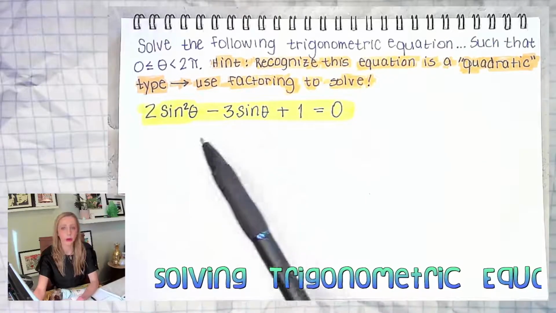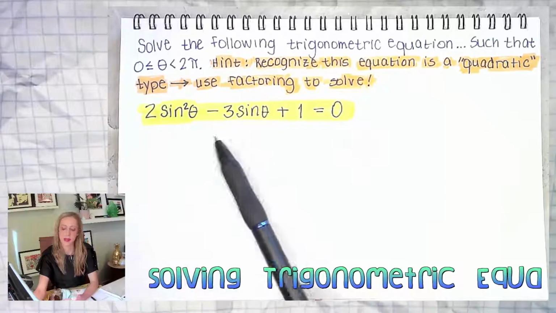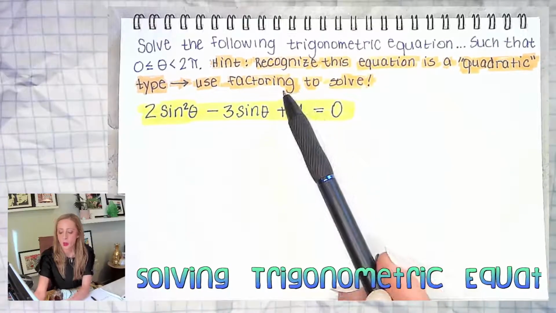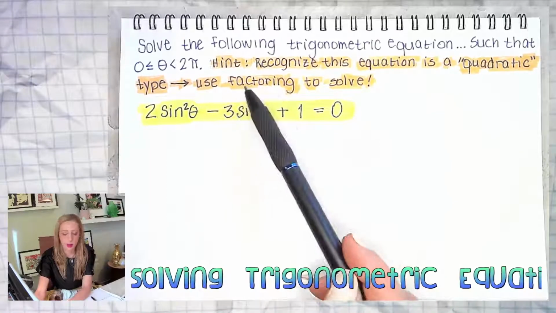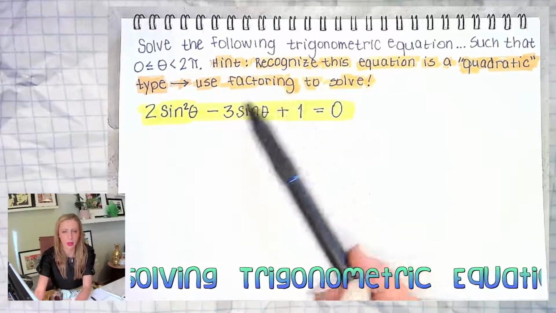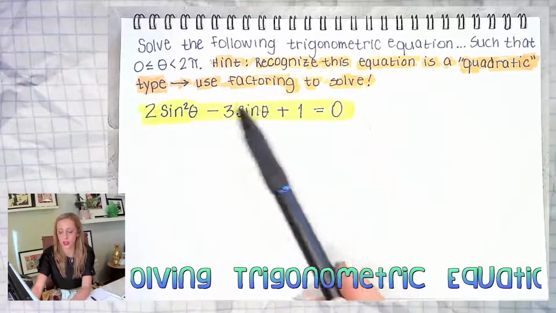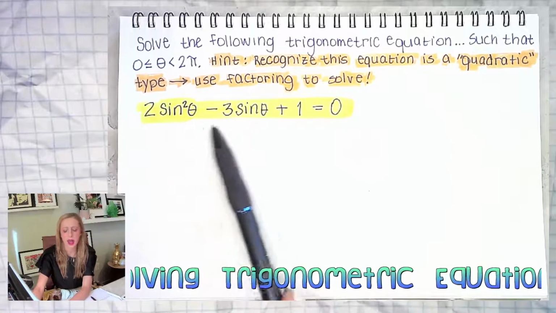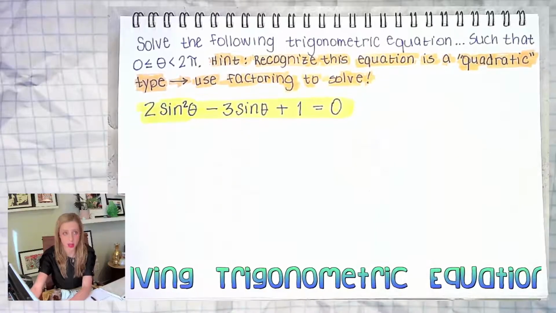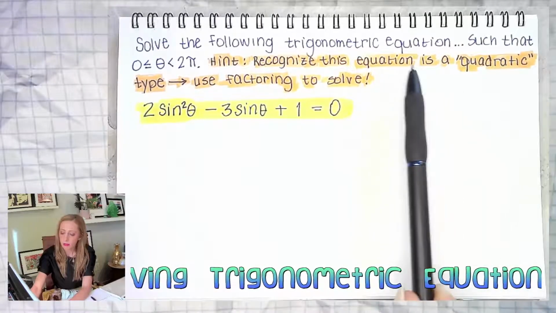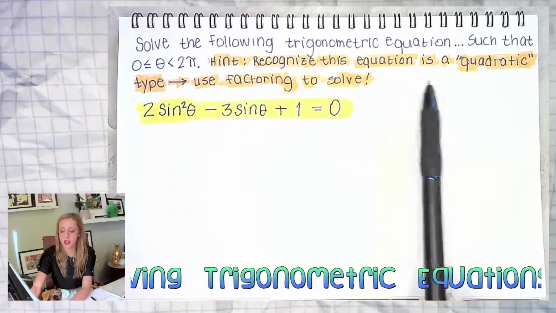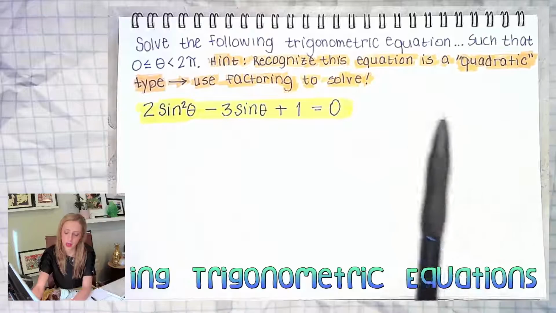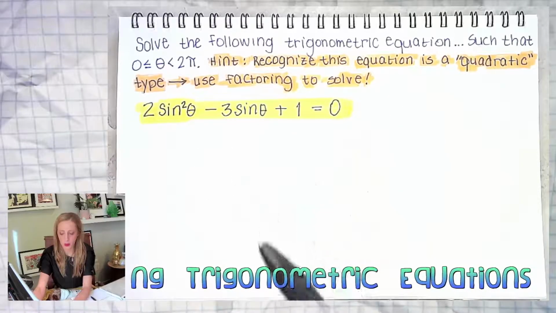Obviously, while we're learning and practicing and seeing things for the first time, we will give you a hint in the beginning, just to kind of steer you in the right direction. And remember, this hint will likely apply in anything else that has the same characteristics as this trig equation. All right, hint, recognize that this equation is a quadratic type. Use factoring to solve, which I already spoke about with you.